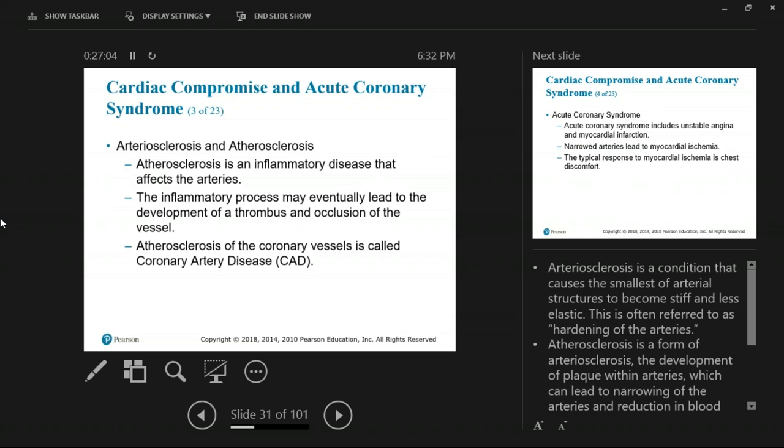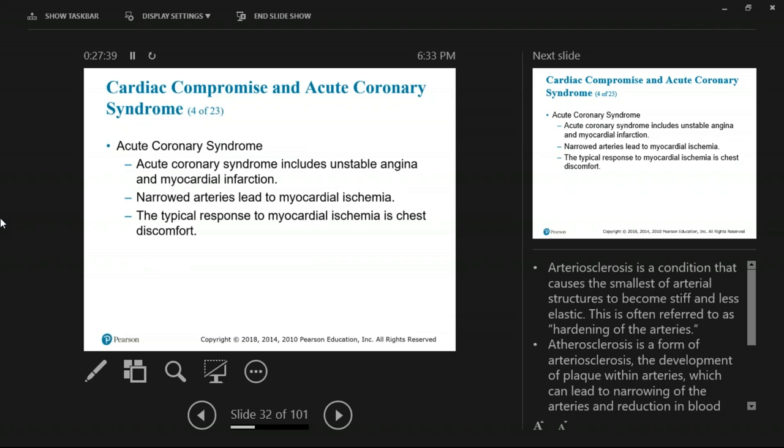So here you go, arteriosclerosis and atherosclerosis. Atherosclerosis is an inflammation disease that affects your arteries. And then you have the inflammation process, which leads to a thrombus and an occlusion. So coronary atherosclerosis, or CAD, is coronary artery disease. So we have vessels that have atherosclerosis, and they're going to have coronary disease.